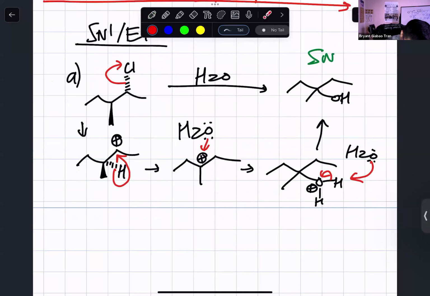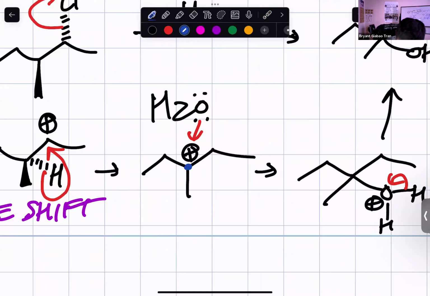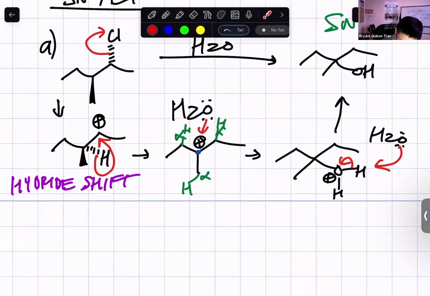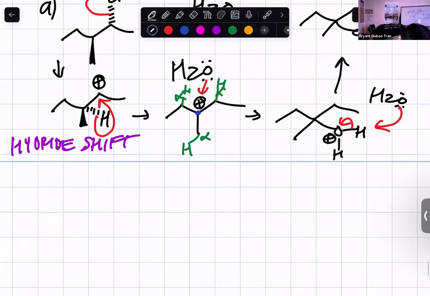The E1 mechanism is the same thing. Kick out the leaving group, do the hydride shift. This is called a hydride shift. And then once we get to this more stable carbocation intermediate, this is going to be considered your carbocation, and these are going to be considered your alpha carbons. Draw out all of the alpha hydrogens, and then choose the most substituted one to make your most substituted alkene. Because when we go into E1 and E2 reactions, it's going to be based on substitution.